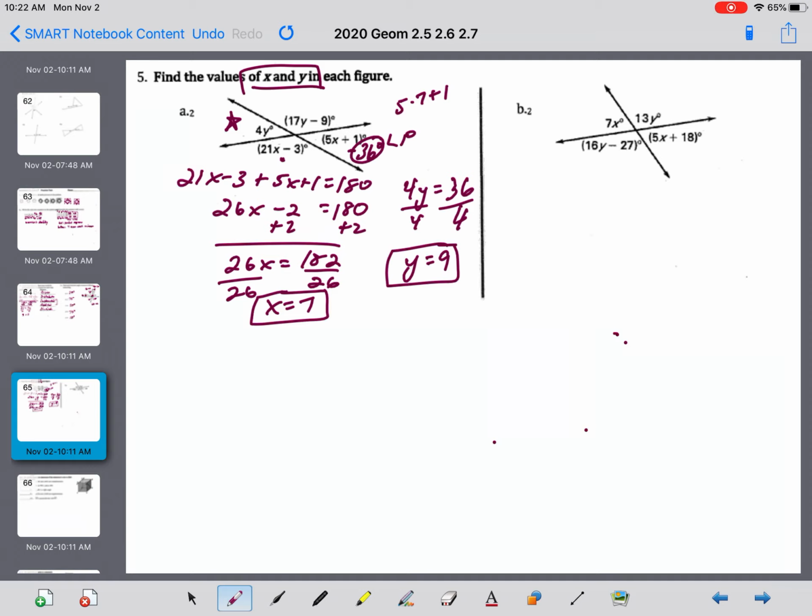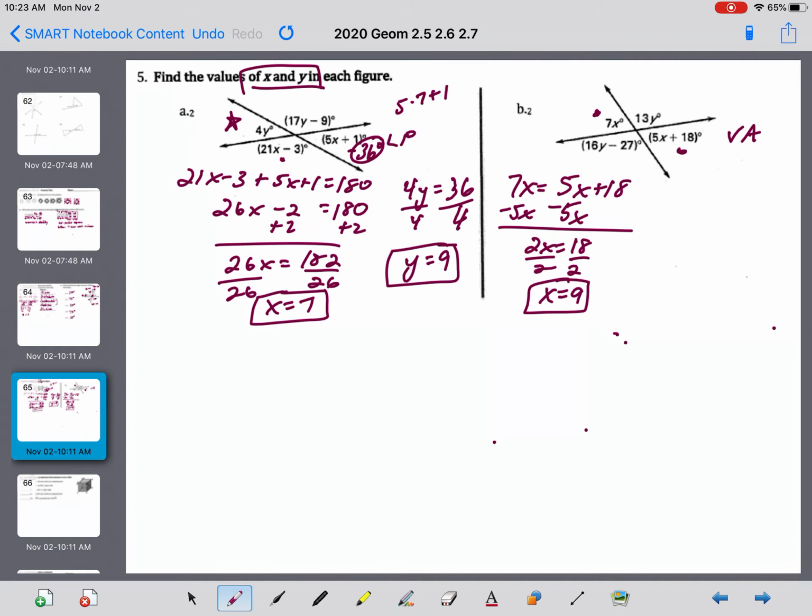Okay, so it didn't say we had to plug it back in, but plugging it back in is never really a bad idea. It can get us some shorter work to do. Otherwise, to get y, we would have had to do another linear pair, another add these together equal 180 situation. All right, looking over at B. So here are my x's in these locations. They're already in vertical angle locations, so those are equal to each other. So I'm going to set 7x equals 5x plus 18 to get x. Subtract 5x from both sides. Get 2x equals 18. Divide by 2. Get x equals 9.